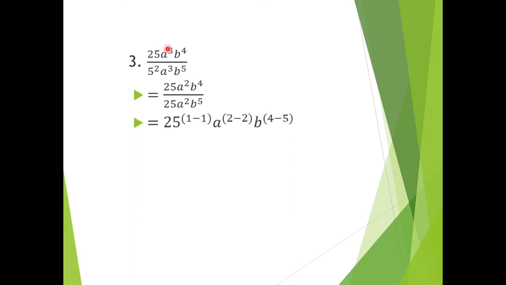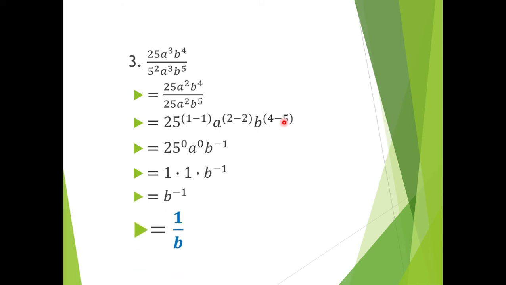Next. So 25 a cubed b to the 4th over 5 squared a cubed b to the 5th. We see 25 here; 5 times 5 is 25. So we can cancel those two. What remains is b to the 4, and then b to the 5, and negative 5. So what is that? 1 over b. That is our final answer, since these cancel. I hope you can follow what we are doing.